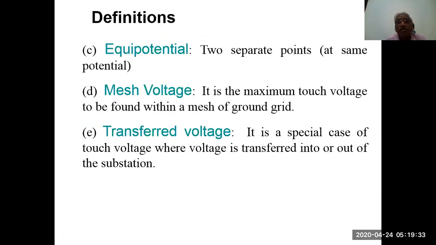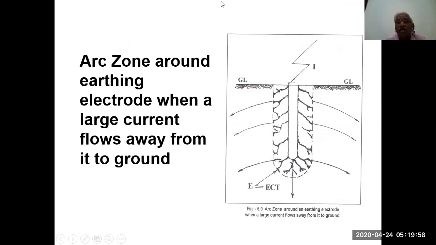Definitions: Equipotential. Two separate points at the same potential, as I have shown you in the other one. The person is touching two different materials. Mesh voltage: it is the maximum touch voltage to be found within a mesh of a ground grid. Transferred voltage: it is a special case of a touch voltage where voltage is transferred into or out of the substation. And arc zone: you can notice here whenever there is an arc coming and going into the ground, the zone around that will have the electromagnetic effect.